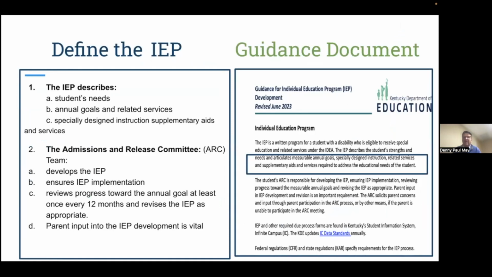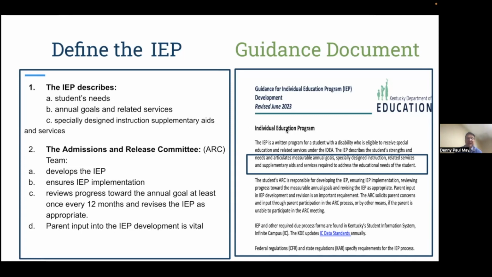So right here we have a bit of a screenshot, and you can see the guidance document on the right, and it's talking about the IEP. It says it's a written program for a student with a disability, and the IEP describes the student's strengths and needs and articulates measurable annual goals. And it also has related services. Those related services are things like speech and OT and PT. It might be that the student needs special transportation, or those types of things. So you would have to document that under related services.